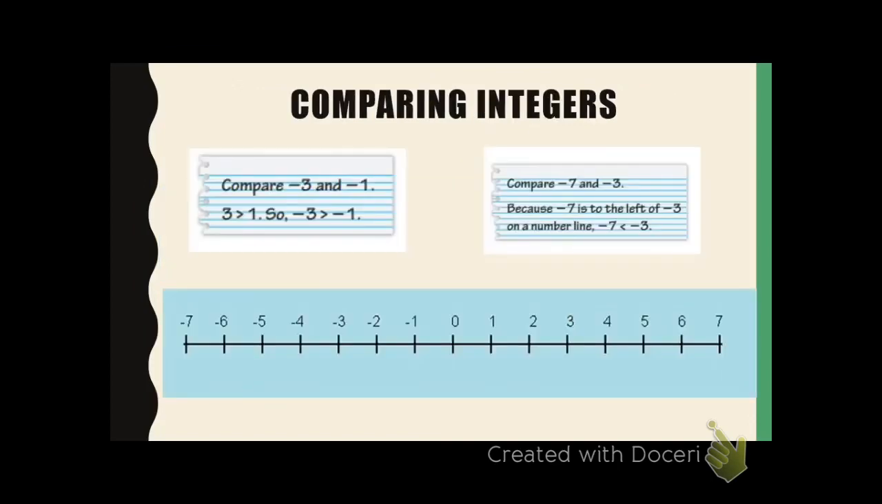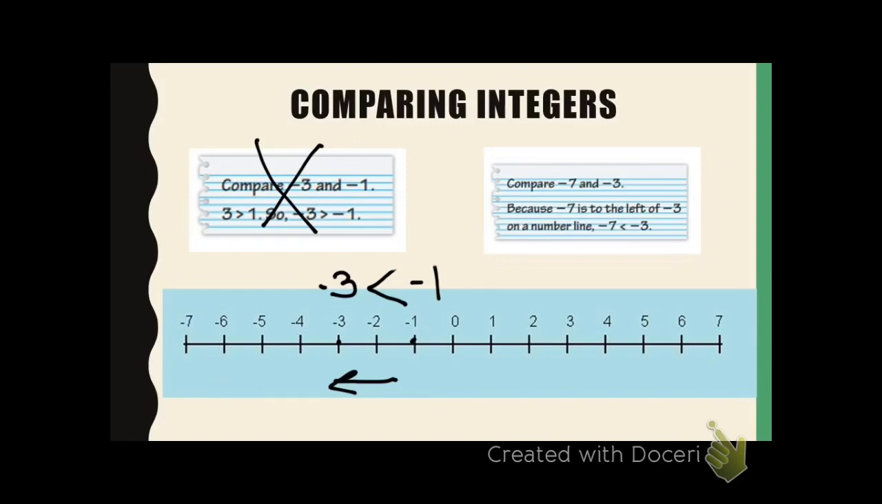All right, when comparing integers, let's look at this. It says compare -3 and -1. So I've got my -3, I've got my -1. And here's what this person said: because 3 is greater than 1, I guess -3 is greater than -1. Is their reasoning correct? No, this is not true, because -3 is further to the left on my number line. It is less than -1. So -3 is less than -1.